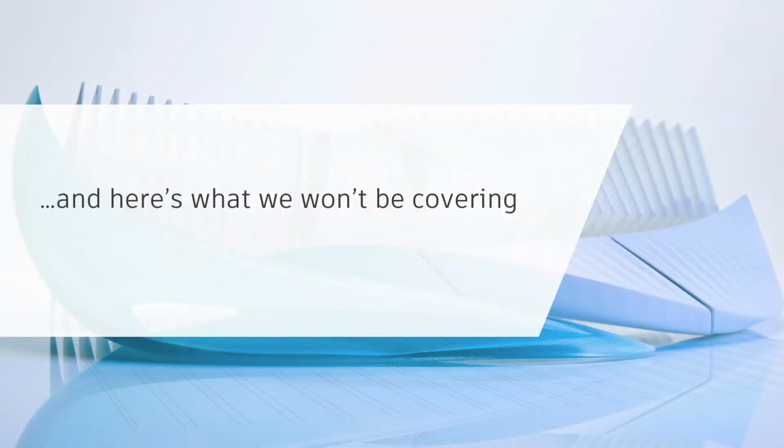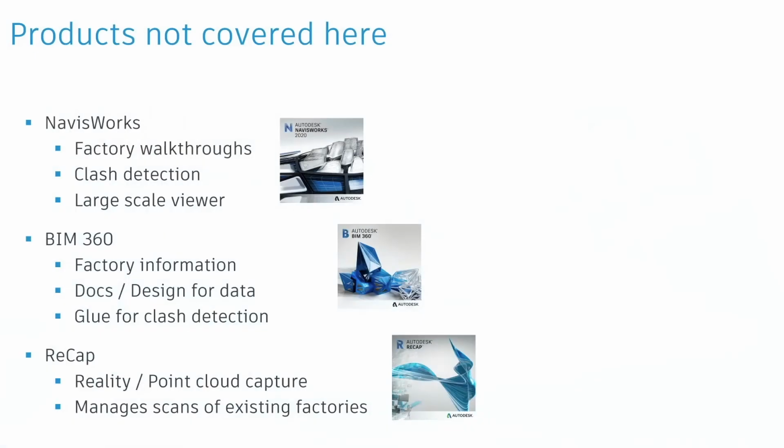In addition to the products that we are covering, I want to touch upon those that we won't be covering. There are three products that are involved within the factory design process that we will not be covering here. Those three products are Navisworks, BIM 360, and Recap. For Navisworks, that is typically utilized to provide factory walkthroughs. It provides clash detection, and it serves as a very effective large-scale viewer.